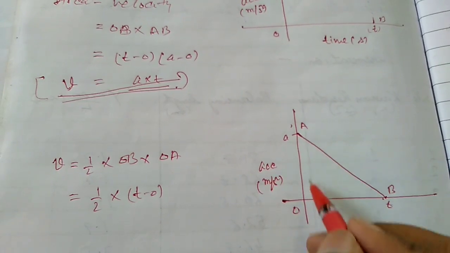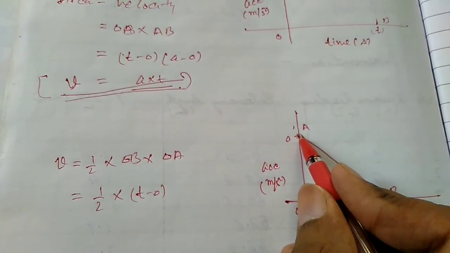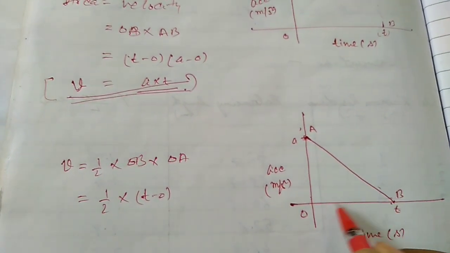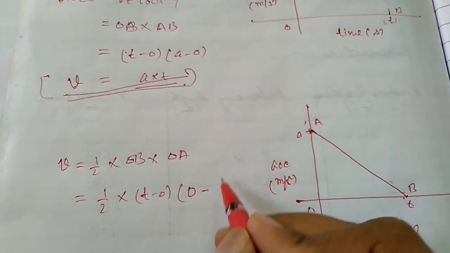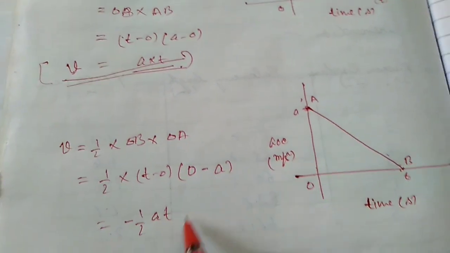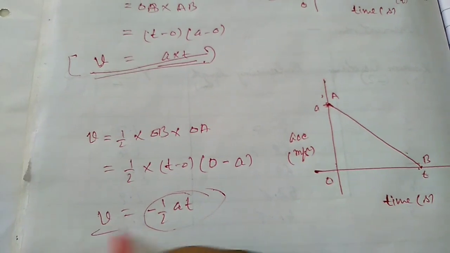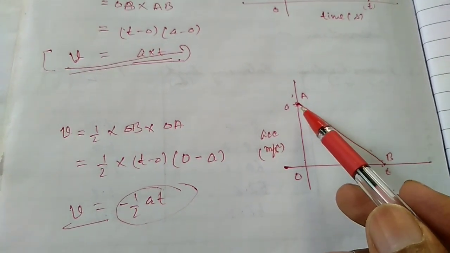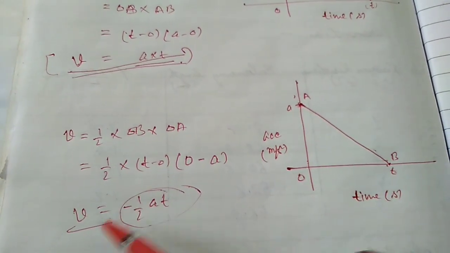And here this is acceleration value. Acceleration value is starting at time 0 is this, and at time t the acceleration value is 0. Means final acceleration is 0, and initial acceleration is a. So what comes? Minus half at. So this is negative velocity. Velocity, you know that it's a vector quantity. So if the acceleration time graph is declining, it is showing the negative velocity.